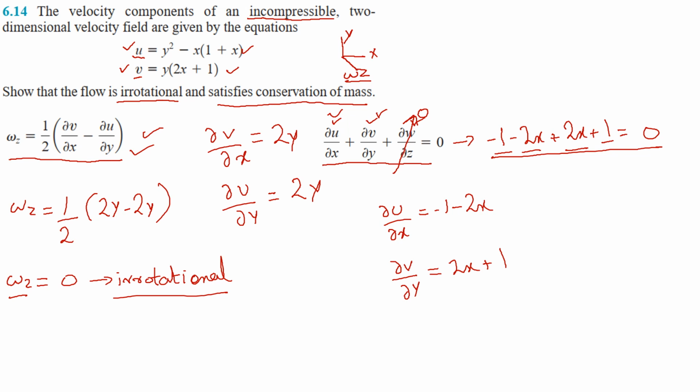So yes, this flow satisfied the conservation of mass principle, because as you can see, the right hand side and the left hand side of the continuity equation are equal to 0. So yes, this flow field that is given to us does satisfy the continuity equation, and it is also irrotational. So that was our problem, which was related to seeing whether the flow is irrotational and whether it satisfies the conservation of mass principle or not. So hope that was clear.